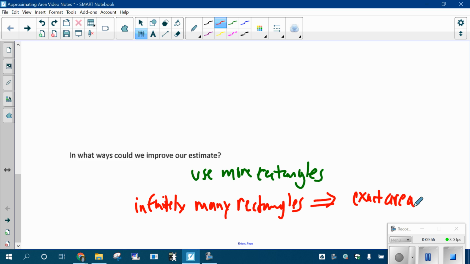Okay, remember, calculus likes this idea of making something infinitely many of something or making something extremely small to increase precision. And if you make it infinitely small, or you make these rectangles infinitely skinny, or you do infinitely many of them, then it stops approximating and becomes exact. Okay.